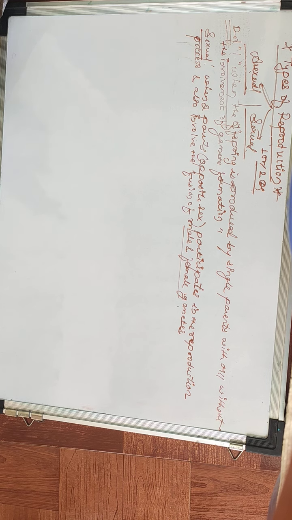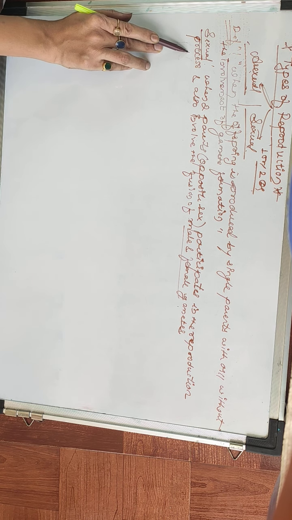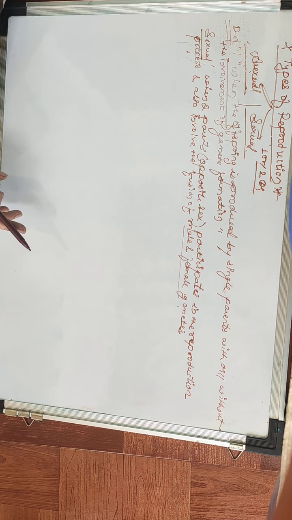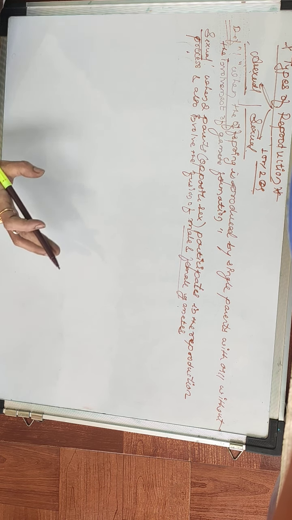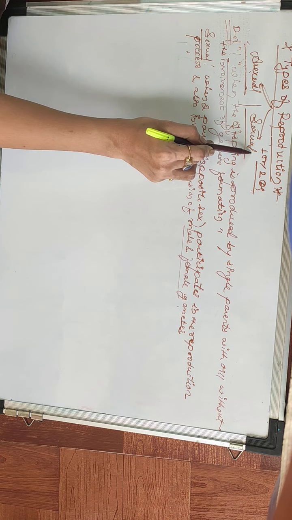Again, I am repeating the definitions. When the offspring is produced by only a single parent, with or without involvement of gamete formation, that process is known as asexual reproduction. Whereas when two parents are essential, one male and another female, participating in reproduction and also involving fertilization, meaning the fusion of male and female gametes, this process is known as sexual reproduction.